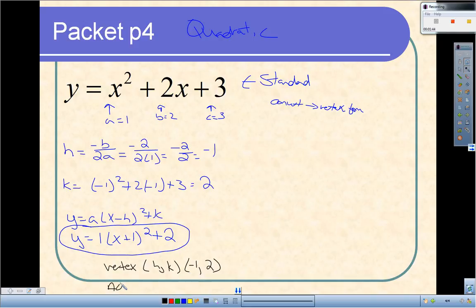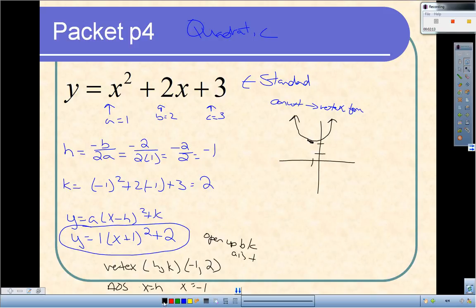My axis of symmetry is x is equal to h. So in this case, it will be x is equal to negative 1. And then finally, I know that my parabola is going to open up. The reason is because a is positive. A is positive 1. If a would have been negative 1, then I would have known it was open down. So I can sketch this graph pretty easily with all that information. My vertex is at negative 1, 2, so there it is, and it opens up. So I know it's going to open up just like that, through that.